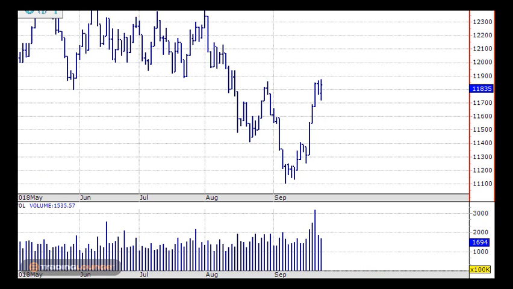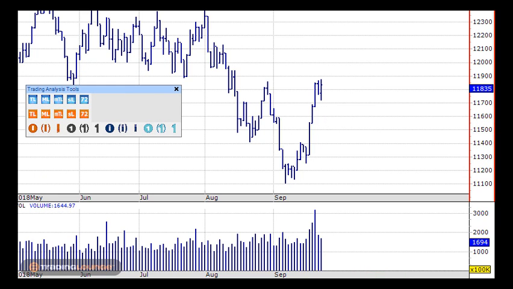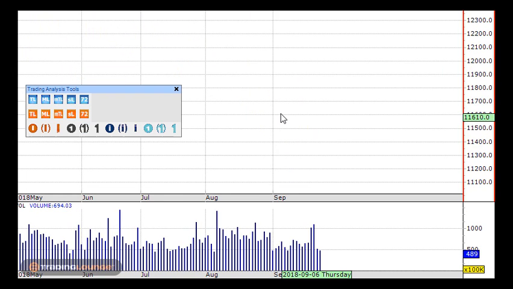Also with the banking sector and the volume here, if we look at that for a moment, the XXJ, which is just the banks. If you want the finance sector, that would be the FXJ.